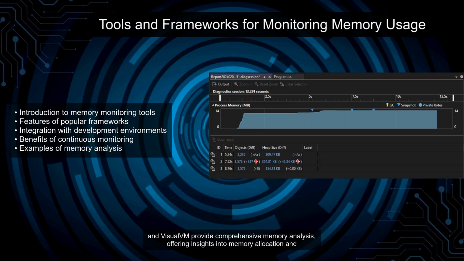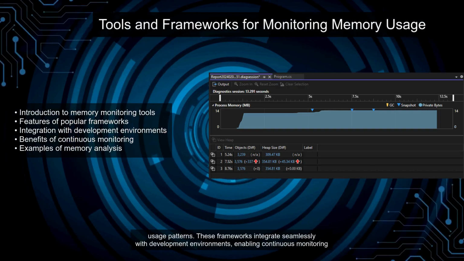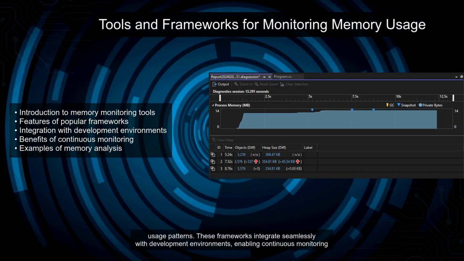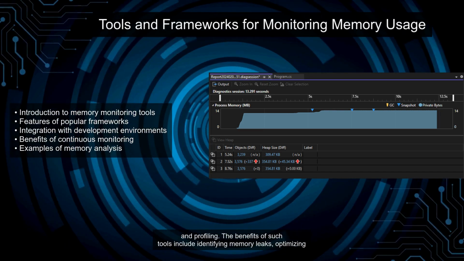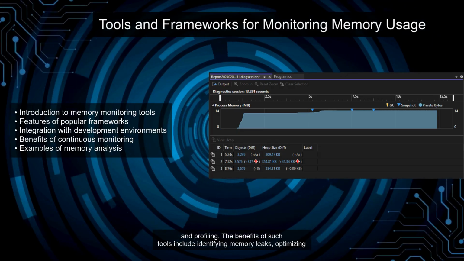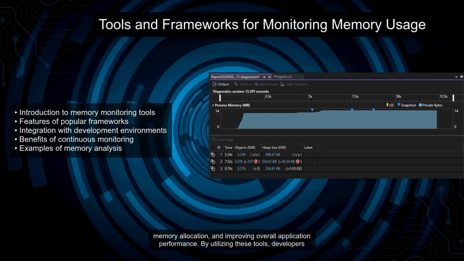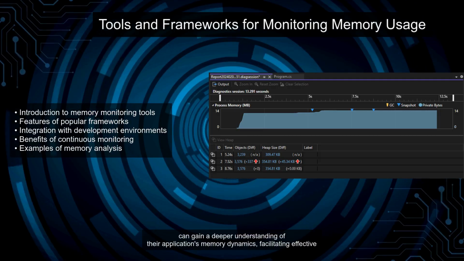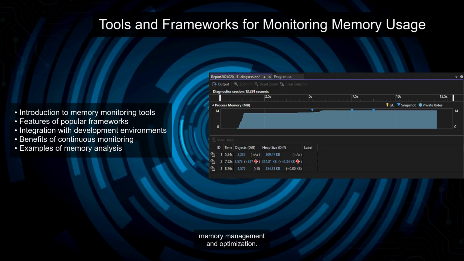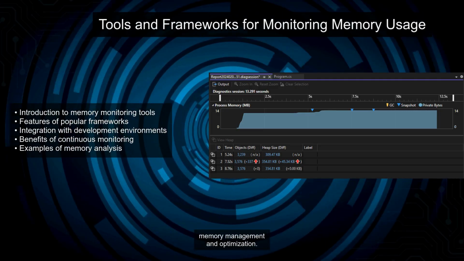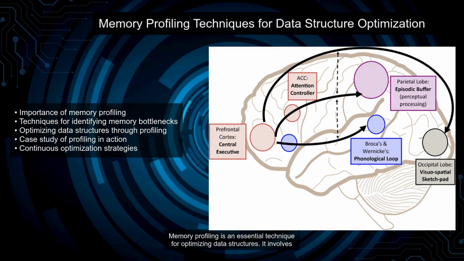Monitoring memory usage is crucial for optimizing applications. Tools like Valgrind, JProfiler, and Visual VM provide comprehensive memory analysis, offering insights into memory allocation and usage patterns. These frameworks integrate seamlessly with development environments, enabling continuous monitoring and profiling. The benefits of such tools include identifying memory leaks, optimizing memory allocation, and improving overall application performance. By utilizing these tools, developers can gain a deeper understanding of their application's memory dynamics, facilitating effective memory management and optimization.